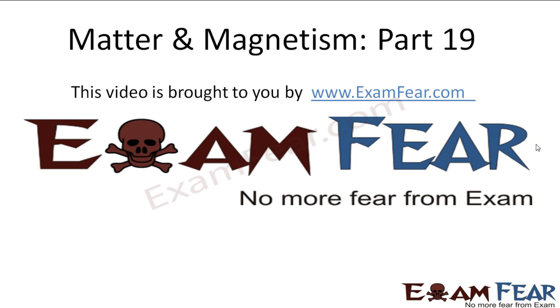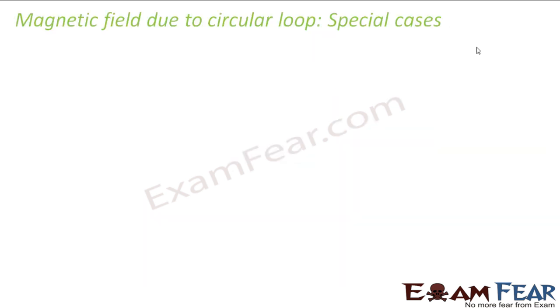Please make sure that you have watched all the videos till Part 18 before going ahead with Part 19. Now we will look at certain special cases of magnetic field due to this circular loop. The first one is the center of the coil. If I am asked to calculate the magnetic field at the center of the coil, how would I?